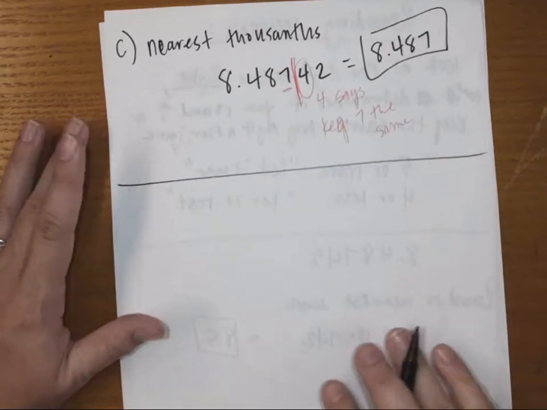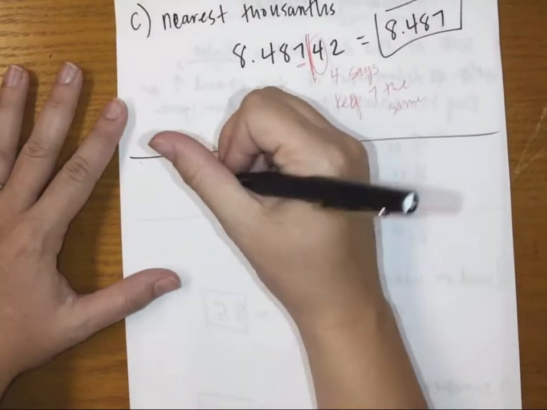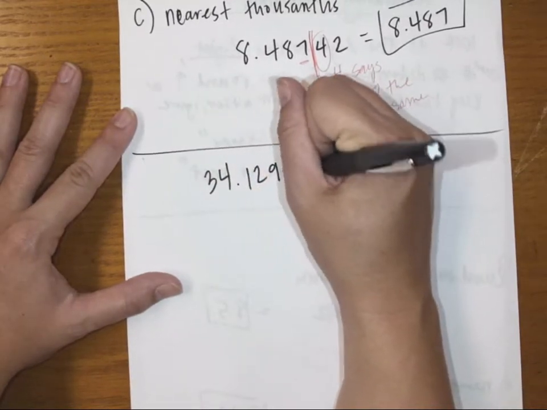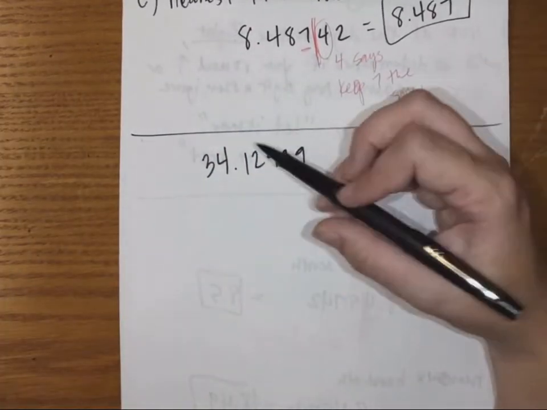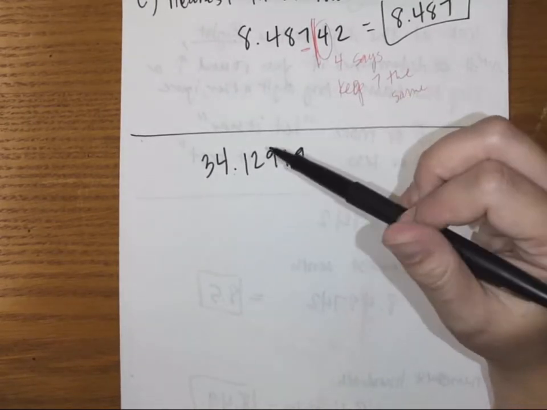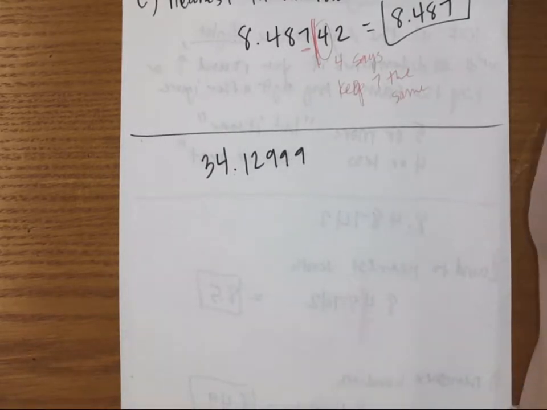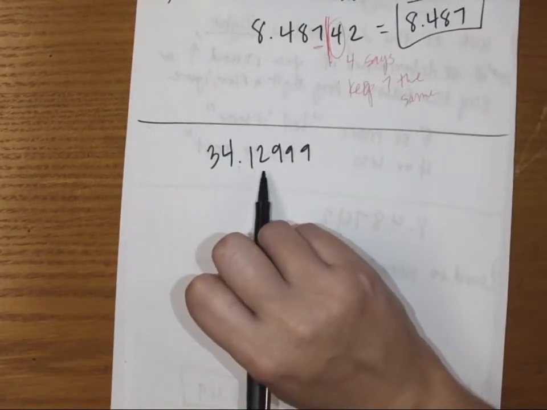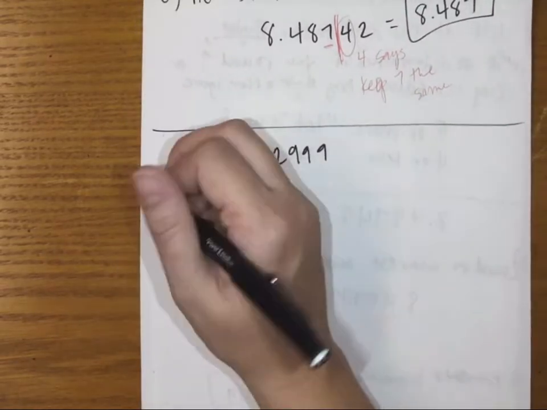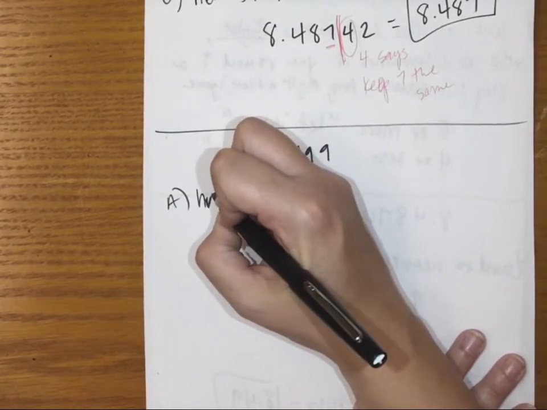Okay, there are certain situations where you have to bump it up a few times, so let's do a few of those. So what if I want to do 34.12999? The way I would actually read that would be 34 and 12,999 hundred-thousandths. Okay, so let's do two problems here. Let's round to the nearest hundredth first.